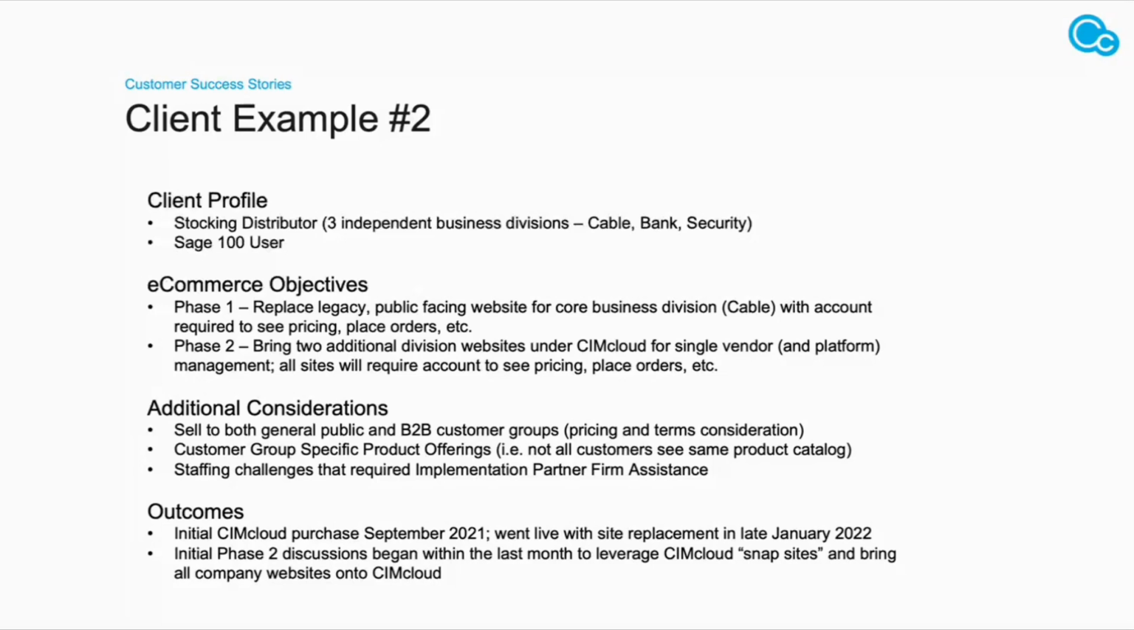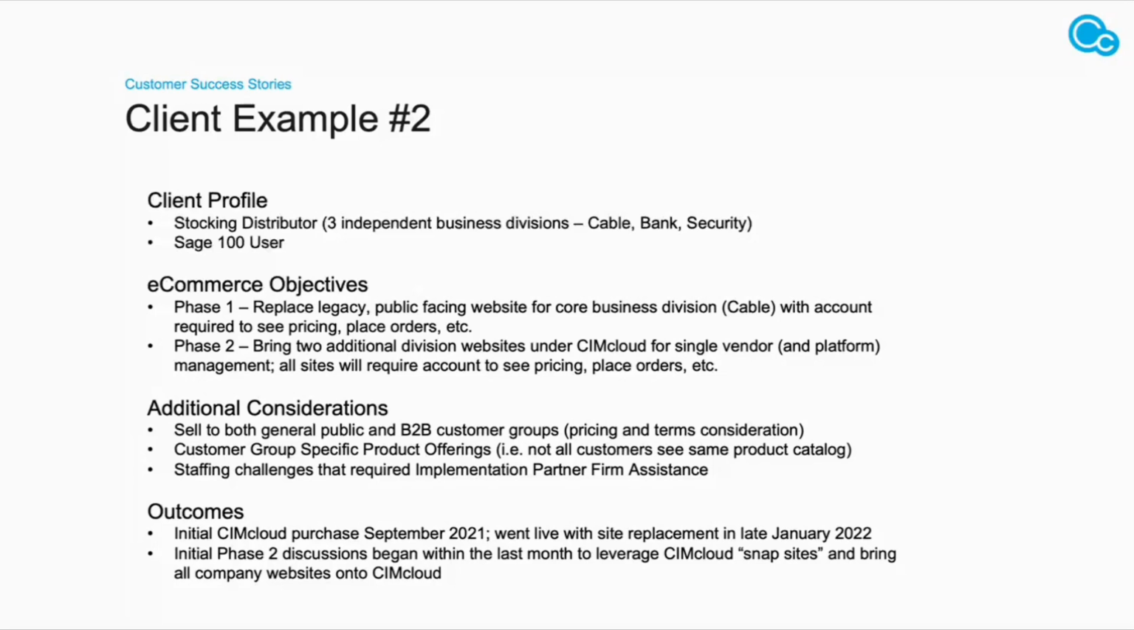So same scope, same functional area for all three divisions in terms of e-commerce, but ultimately saying, hey, this is our key need for the cable division. And then once we get ROI and proof of concept, we'll roll this out to the other divisions. So just some things to consider, or that we had to consider.